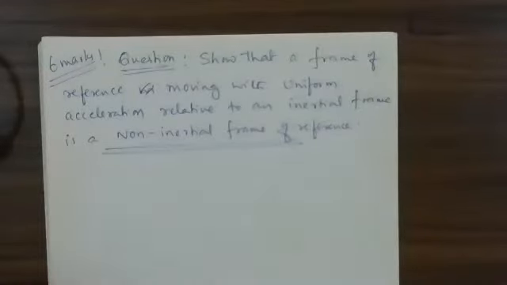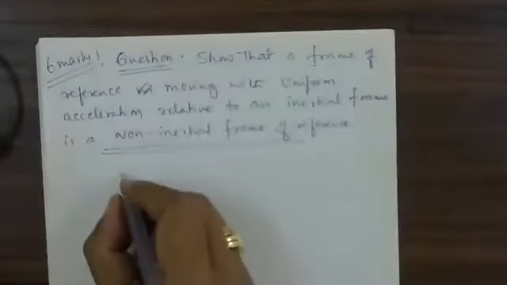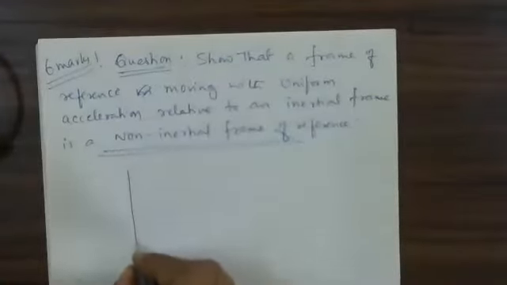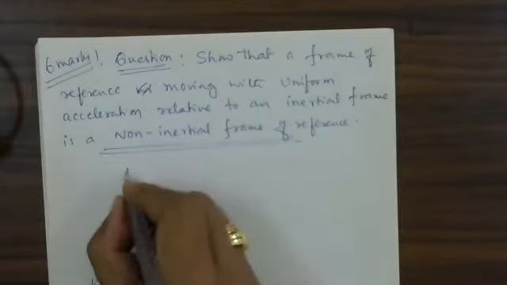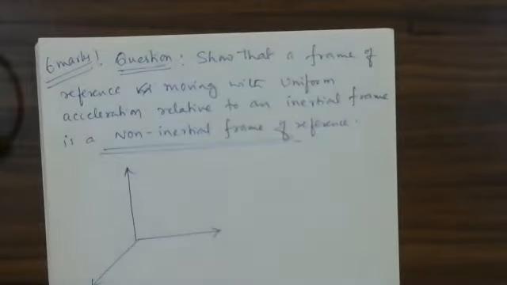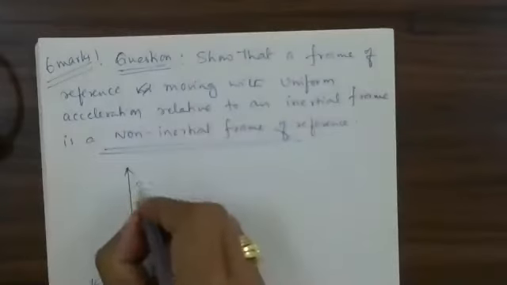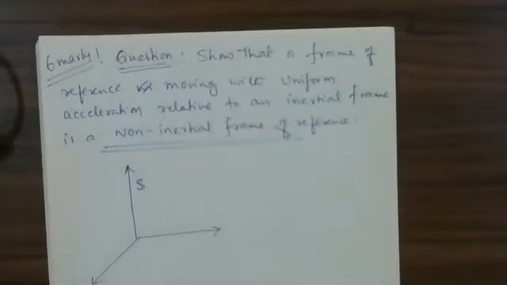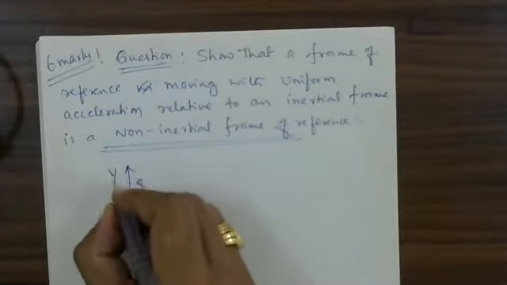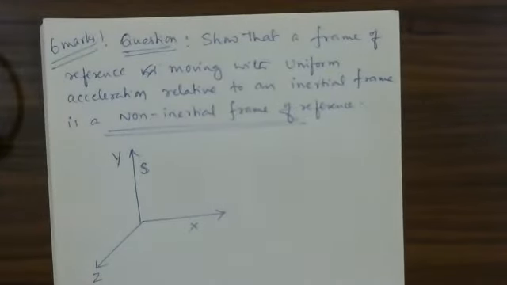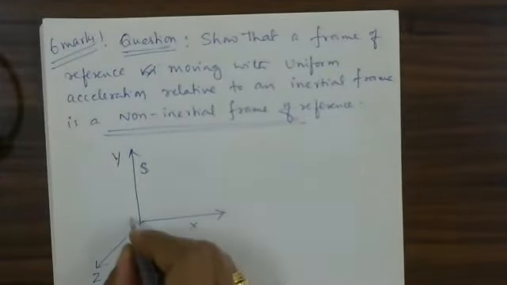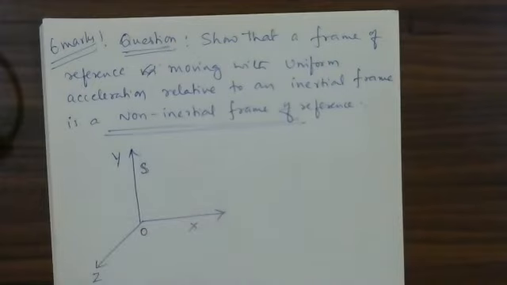For that purpose, I am going to consider two frames of reference here. This is one frame of reference, which I am writing as S. S is a frame of reference containing three coordinates: X, Y and Z axes, which are mutually perpendicular to each other, and O is the origin.